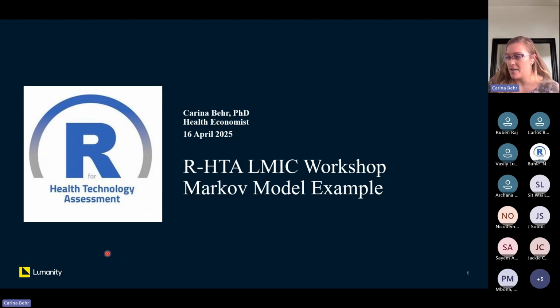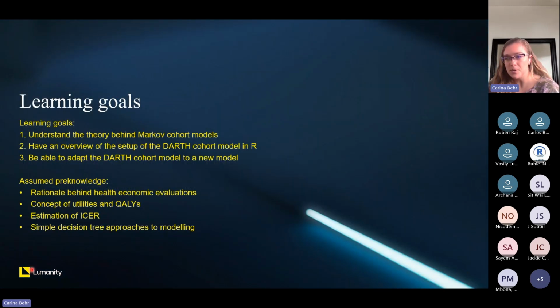So today we're looking at a Markov model example. Firstly, I have some learning goals for us. First we want to understand a little bit about the theory.